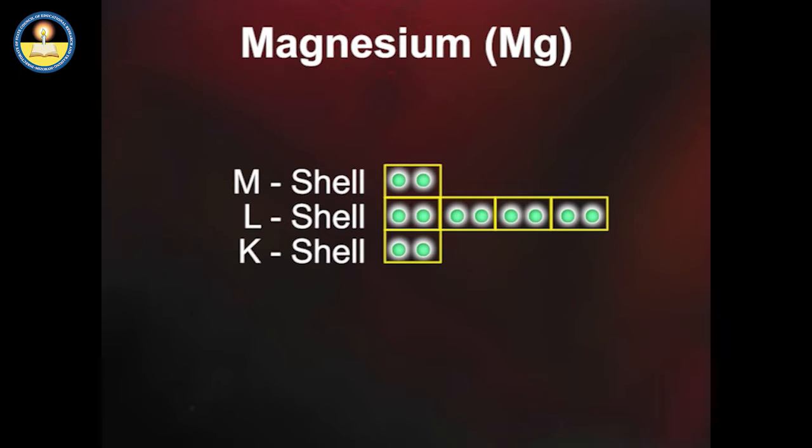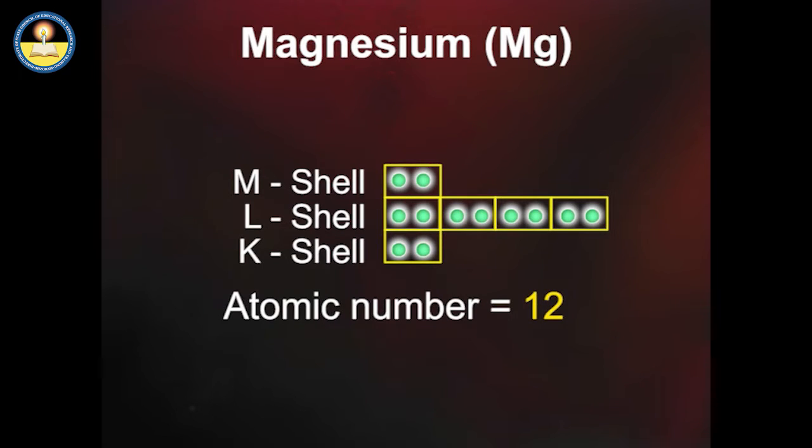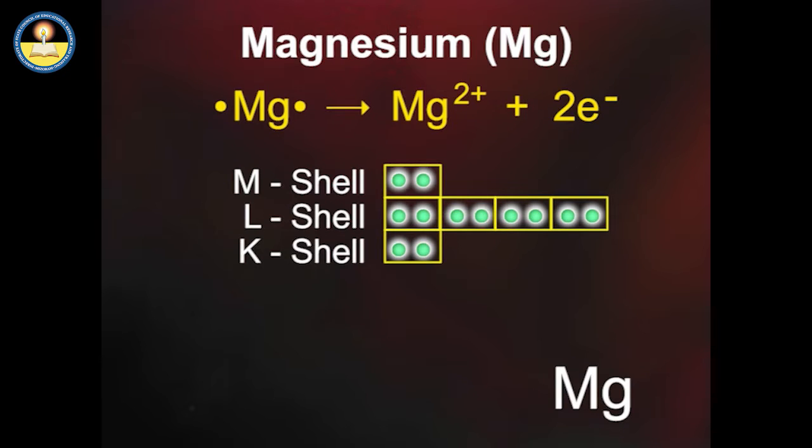Magnesium atom is having 2 electrons in the outermost shell. Its atomic number is 12. Electronic configuration of K shell is 2, L shell is 8, M shell is 2. Mg gives Mg2+ ions and 2 electrons. No dot in a shell means that M shell is empty. K shell has 2 electrons. L shell has 8 electrons and there is no electron in M shell.